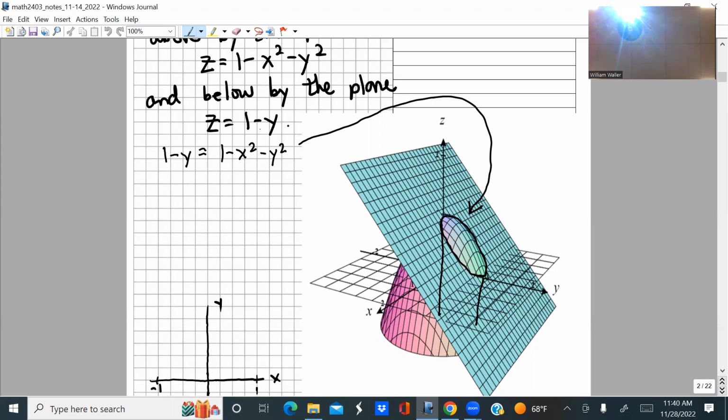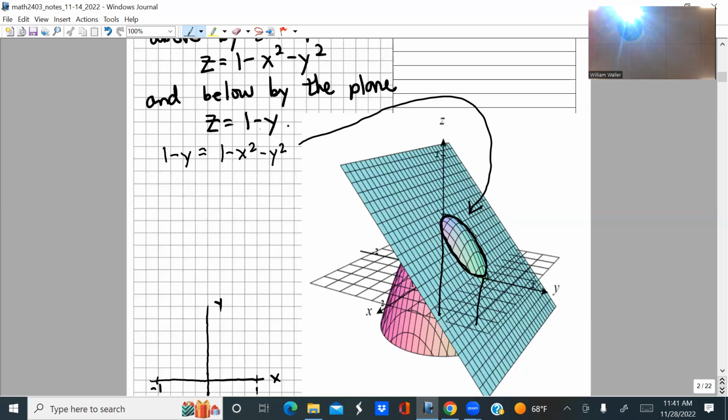We had already decided the key to this is to figure out what the curve is where the plane and the paraboloid intersect each other. That would give us the correct region in the xy plane. So we were trying to figure out this curve of intersection, where these two surfaces intersect each other.